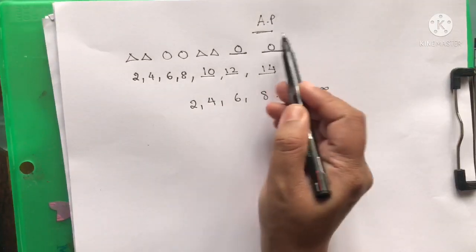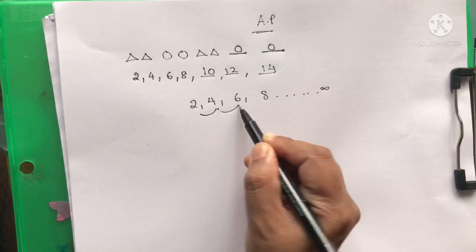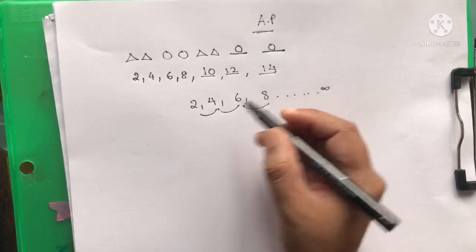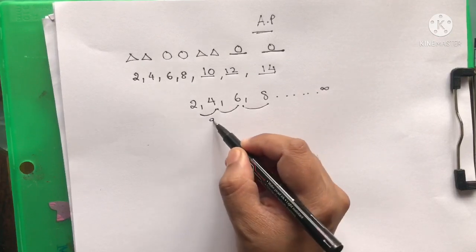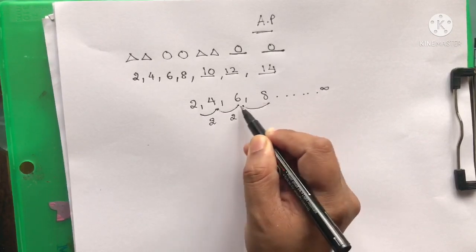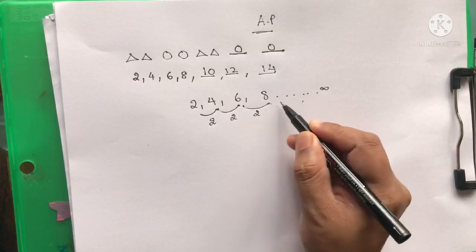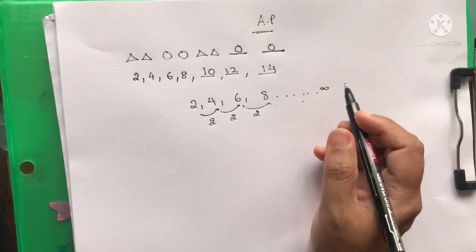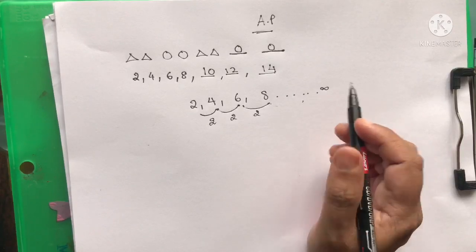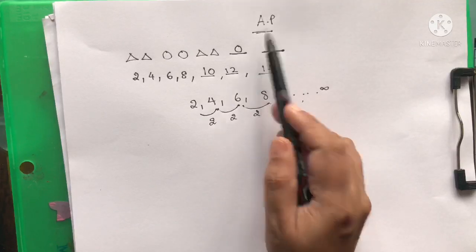In arithmetic progression, the common difference will remain the same throughout the sequence. Like for example, 4 minus 2 is 2 here, 6 minus 4 is 2 here, 8 minus 6 is 2 here. This common difference will continue throughout the sequence even up to infinity. Only in that case it will be called an AP.